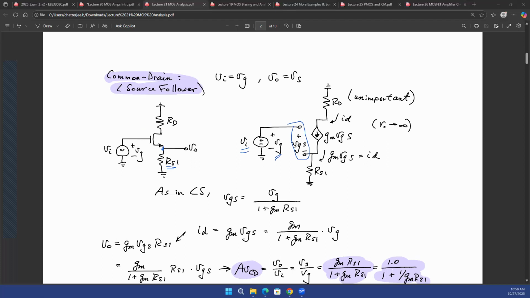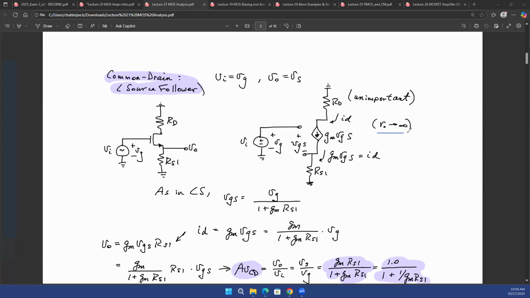The same analysis that you did for the common source configuration with a source regeneration. So GM times VGS is going to be the ID current. That's the current that is flowing through this path. And that same ID current will be flowing through RS1 because of KCL. The current has nowhere else to go. It has to flow through that resistance to ground.